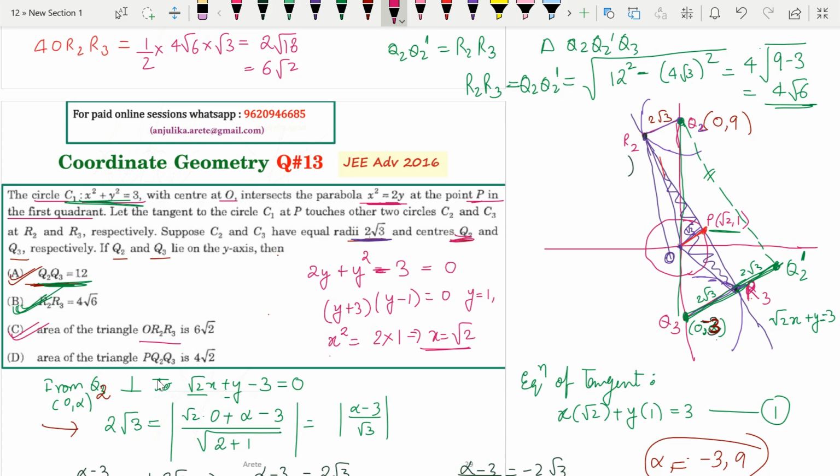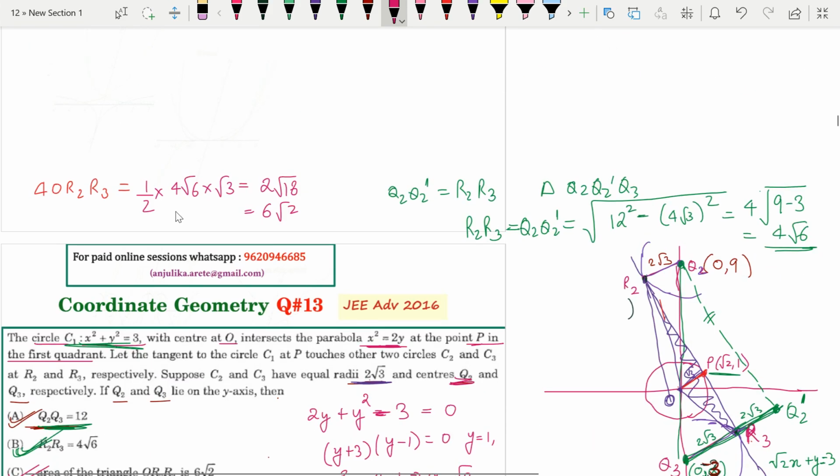Let's work with triangle pq2, q3. Where is that? Where is my p? This p. pq2. Where is my q2? This, right? And where is q3? This is q3. Okay, this triangle we have to work with.